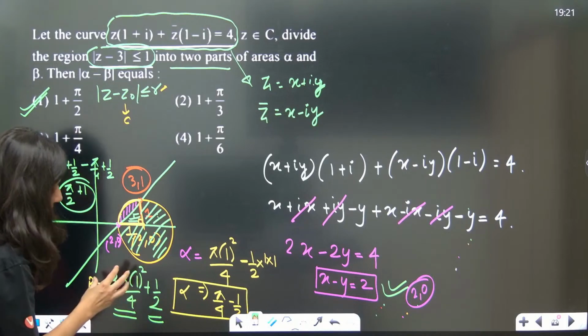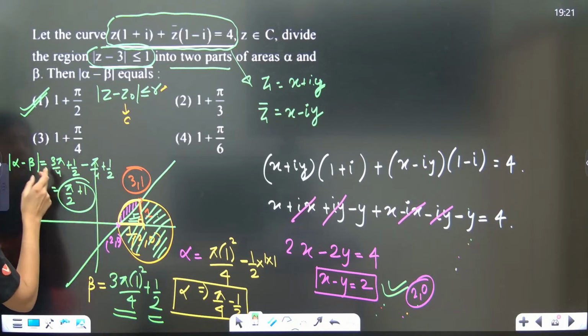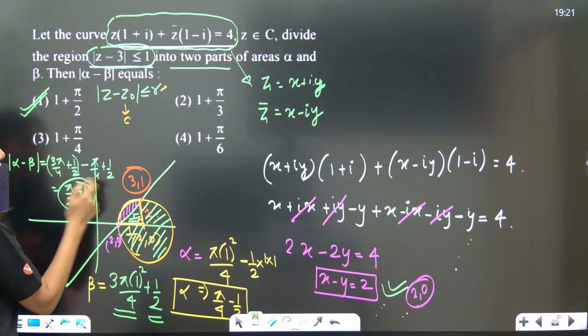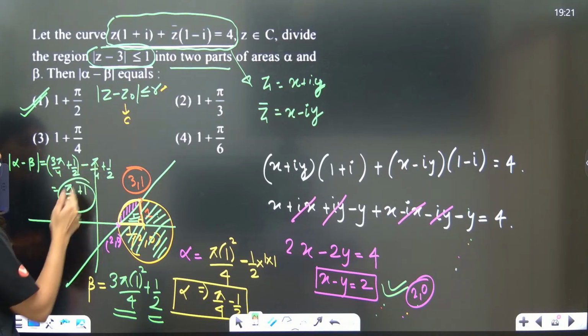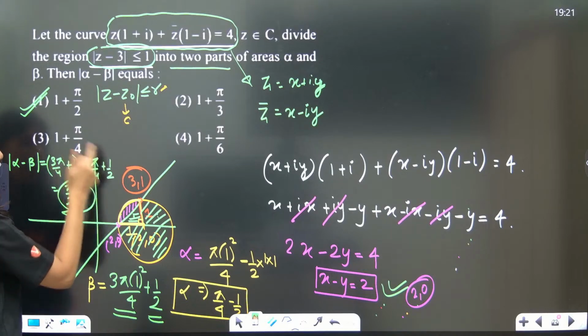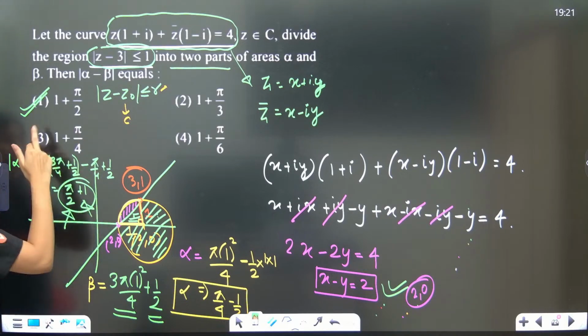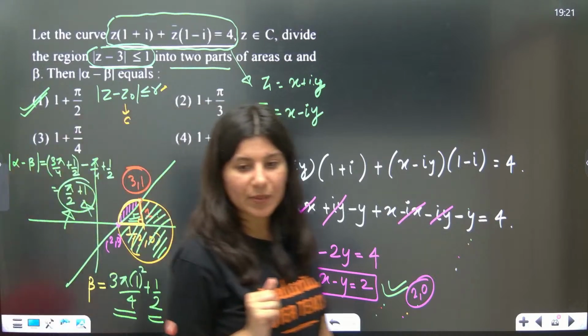So this is beta, and this is alpha. Now beta minus alpha, the moment you write, negative sign inside. So 3 pi by 4 minus pi by 4 is pi by 2. Half plus half is 1. Pi by 2 plus half, pi by 2 plus 1 is the correct answer.